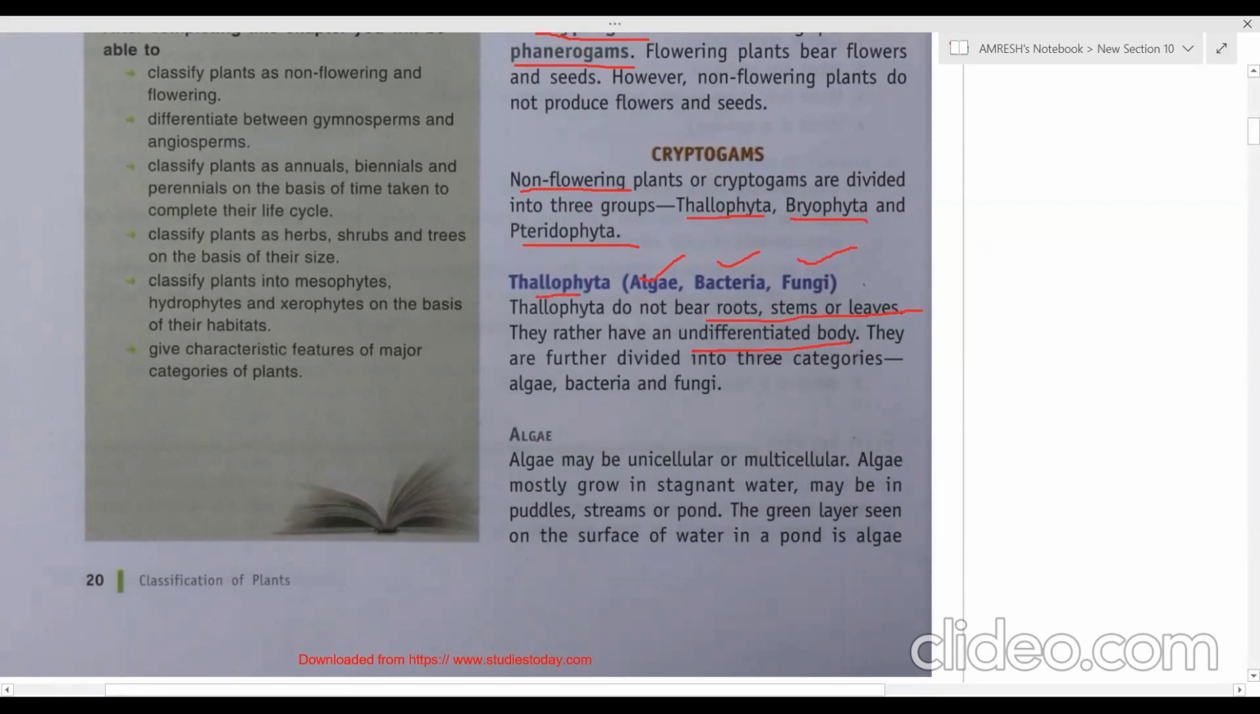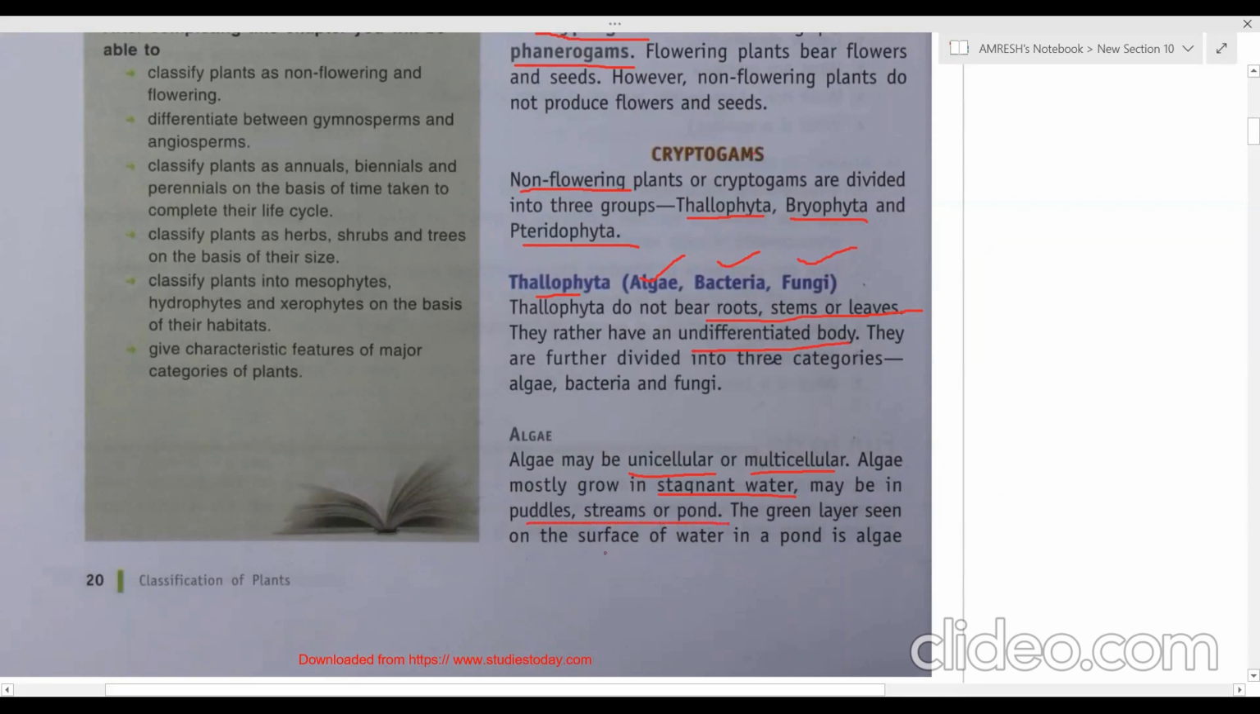So first part of thallophyta is your algae. Algae may be unicellular or multicellular. See, there are some unicellular algae or multicellular algae. Algae mostly grow in stagnant water. Stagnant water means water without movement. Water will be stored in one place. There you will find algae, maybe in puddles, streams, or ponds. In lakes, streams, you will find the algae.